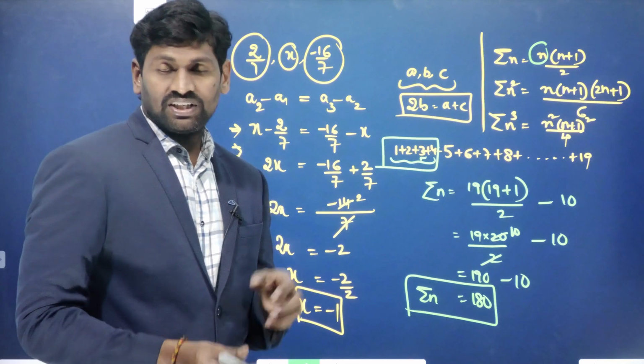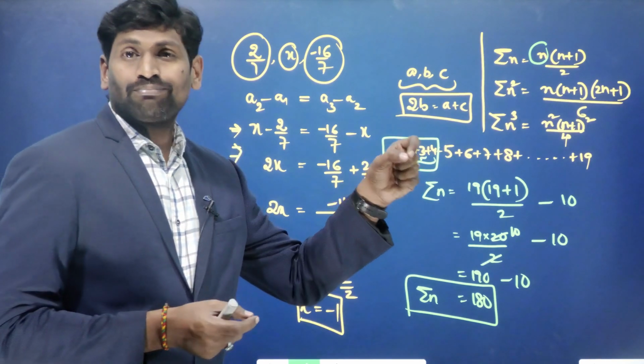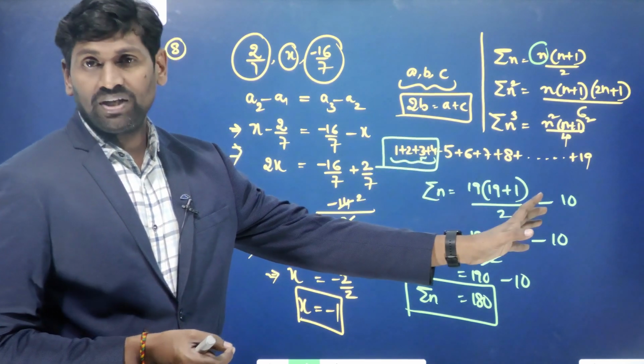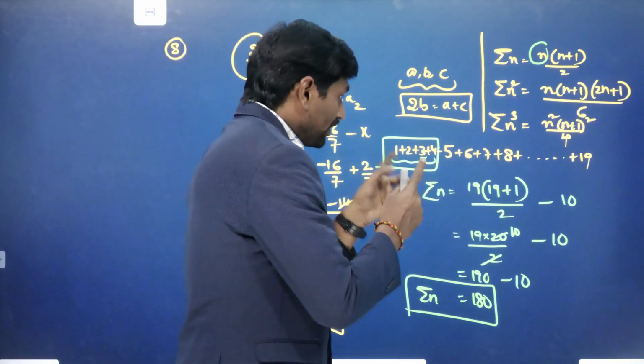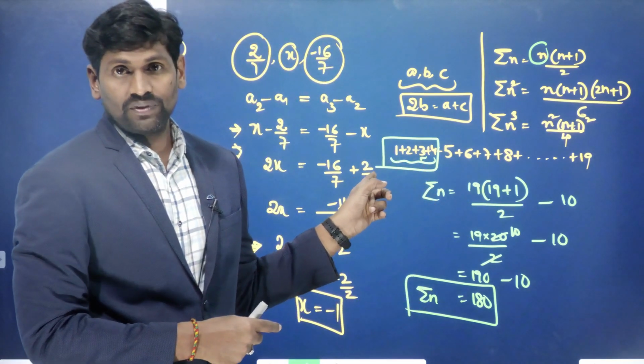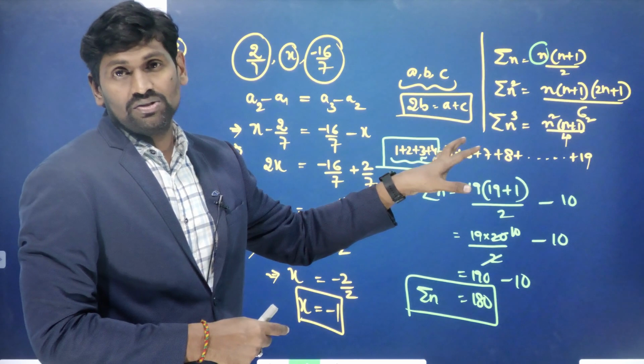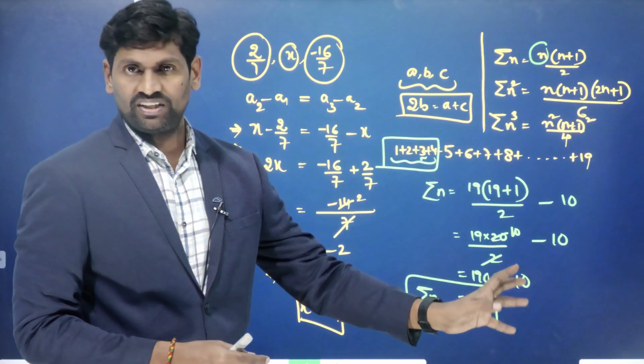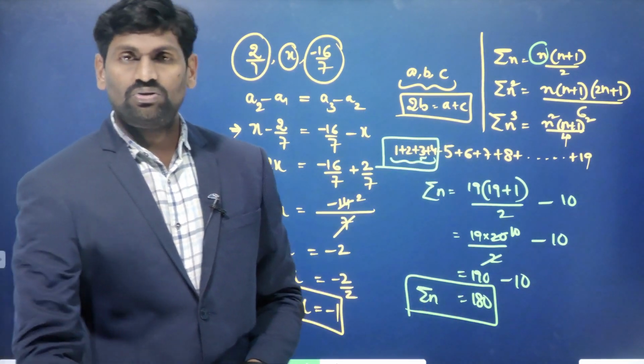Actually I used the formula for the sum of first n natural numbers, but the question does not start from 1; it starts from 5. So the first 4 numbers are subtracted from the entire answer. Let us go to the next problem.